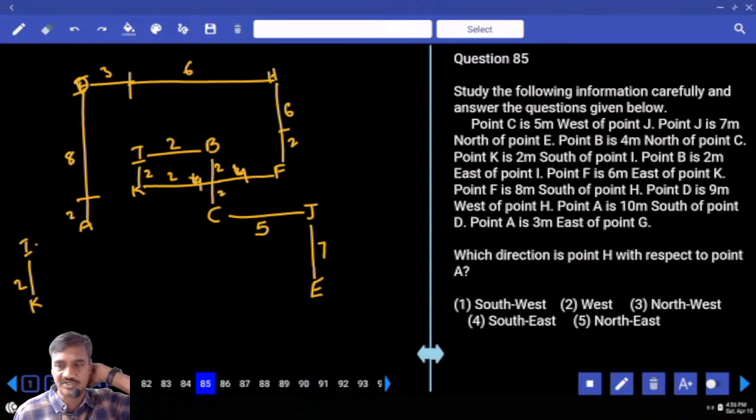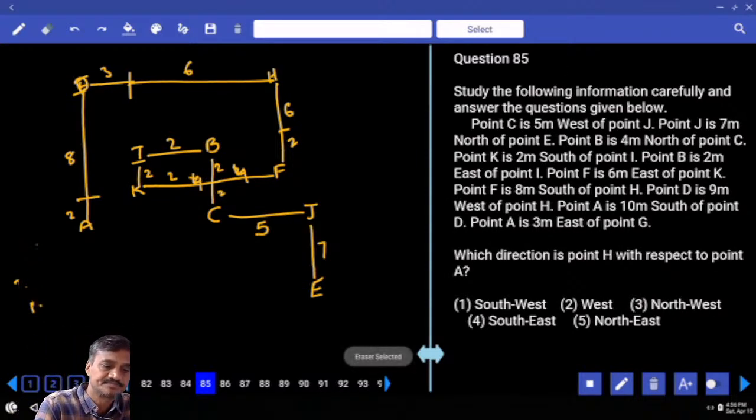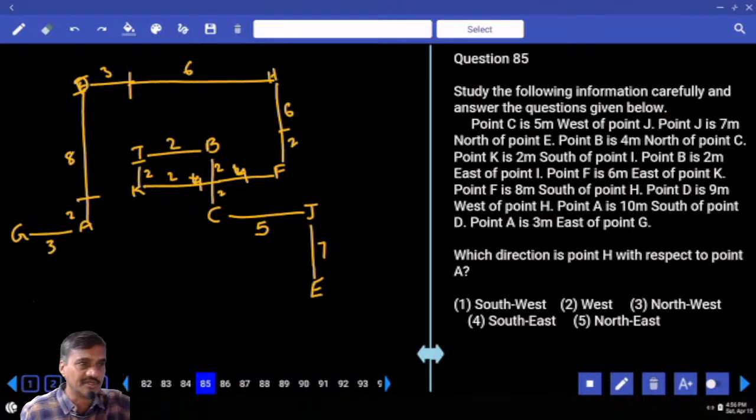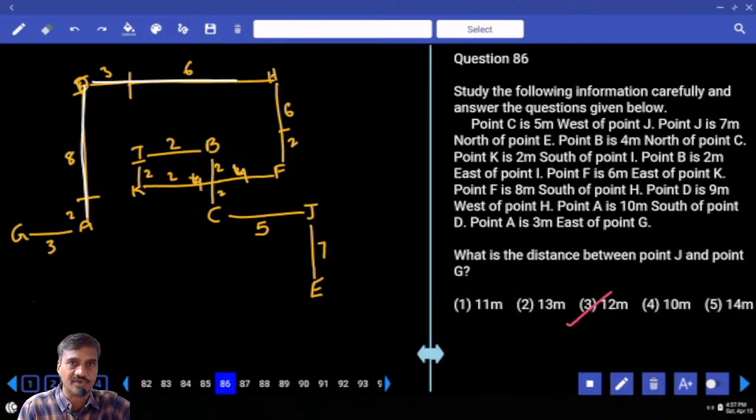A is 3 meters to the east of G. Now this is the information we have. Which direction is H with respect to A? In order to go to H from A, north and east, so northeast. Northeast, that is choice 85.